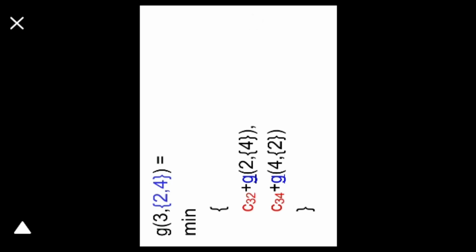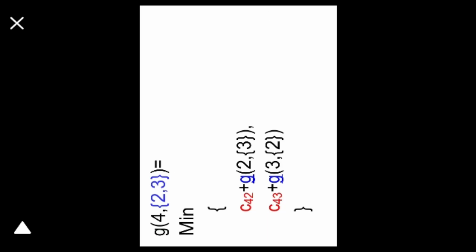Similarly, G of 3 comma 2 4 can be the minimum of C32 plus G of 2 4, or C34 plus G of 4 2. Similarly, G of 4 comma 2 3 means from 4 either I can reach 2 or 3. It can be written as the minimum of C42 plus G of 2 3, or C43 plus G of 3 2. Again, C42 and C43 can be extracted directly from the cost matrix, and we need to compute G of 2 3 and G of 3 2.